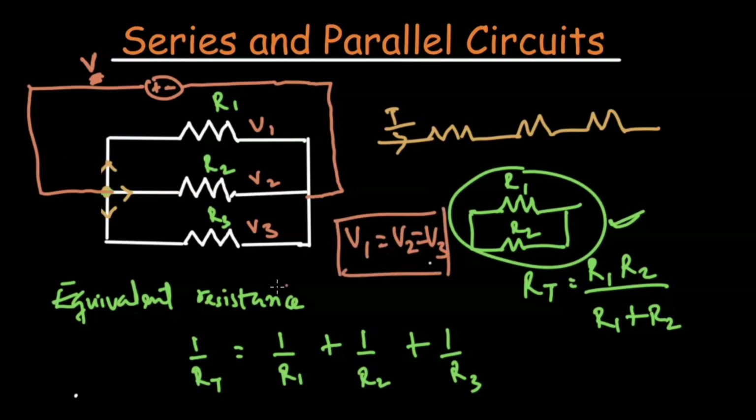Alright. So unlike series connection, V1 is different from V2 and is different from V3. But here V1 equals V2 equals V3. Alright, so let's look at some examples and we'll call it a day with this video.